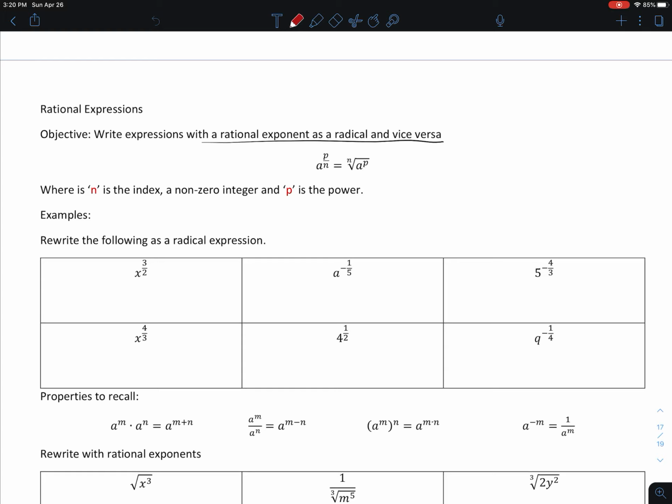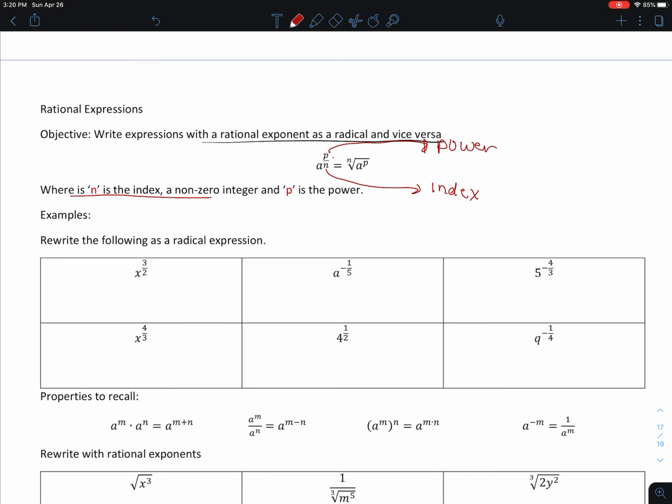Okay, today, boys and girls, we're going to look at rational exponents, exponents that are fractions. So when we have an exponent in the form of a to the p over n, we have to remember that p is our power, the numerator is our power, n is our index, the denominator is our index. And we can write it as a radical as n goes in the little house and then the square root of a to the p.